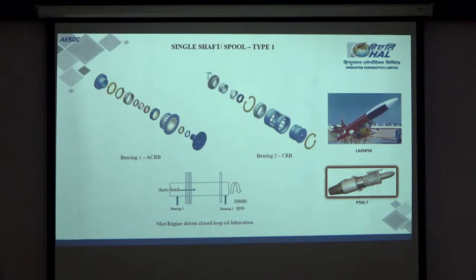It has 2 bearings: bearing 1 is a 3-point ball bearing, and the second one is a cylindrical roller bearing. The arrangement I have shown: bearing 1, angular contact 3-point ball bearing, bearing 2 a cylindrical roller bearing. Both bearings have a squirrel cage, but there is no squeeze film damper because we are using mist lubrication, so it is not possible to provide a squeeze film damper.